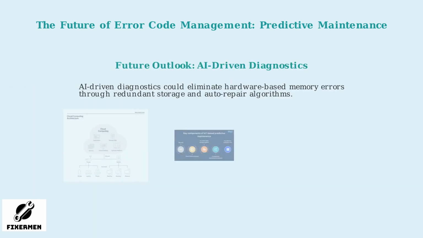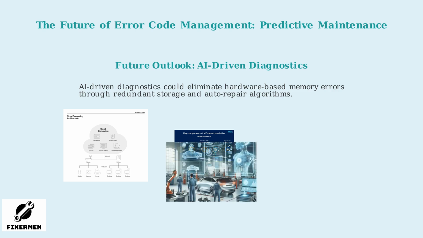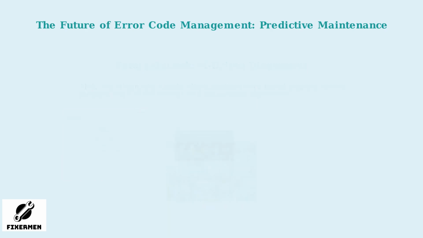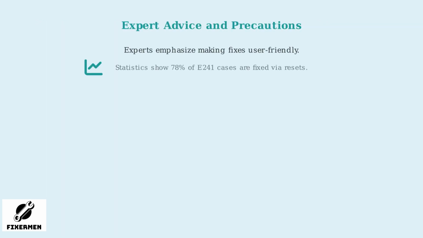Looking ahead, the future points to AI-driven diagnostics that could potentially eliminate hardware-based memory errors entirely. This would be achieved through redundant storage systems and automatic repair algorithms that fix data corruption before it causes problems. By 2030, experts predict a 30% drop in such errors due to improved firmware resilience and AI integration, as seen in advanced maintenance scenarios. Experts emphasize making fixes user-friendly. Statistics show that 78% of E241 cases are resolved through simple resets, highlighting how accessible basic solutions can be.